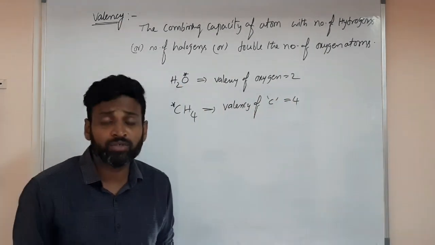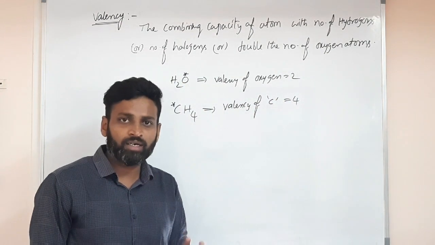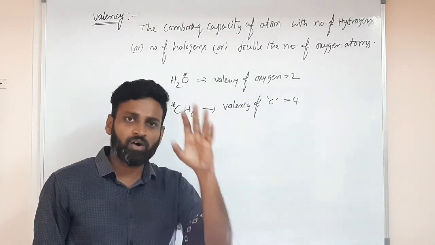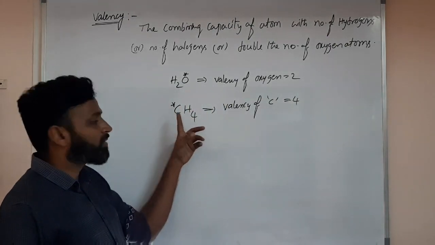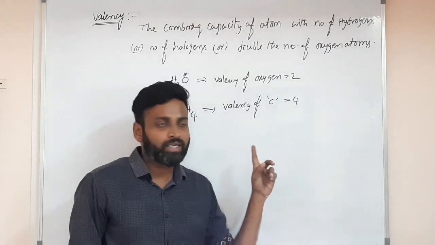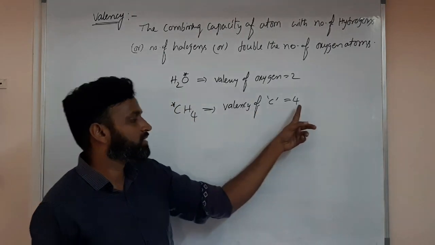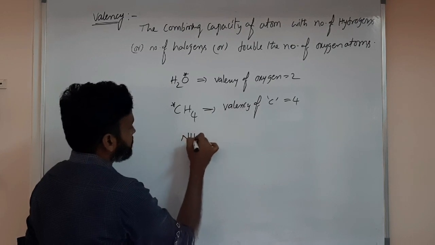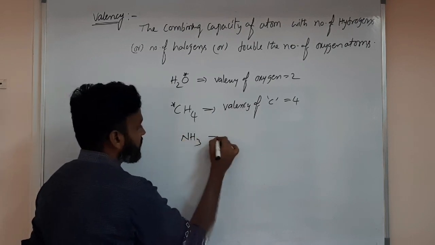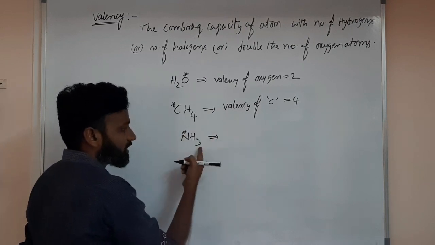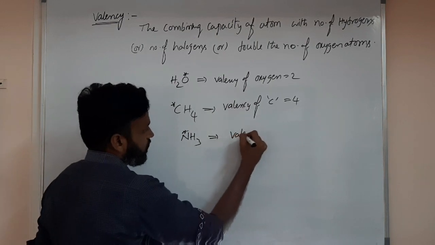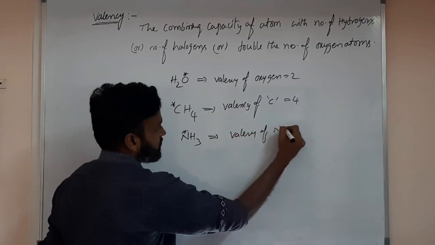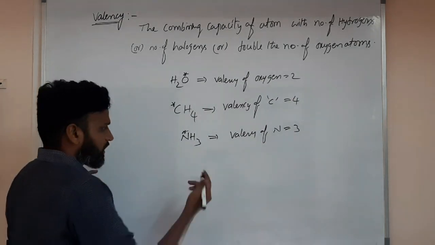What is the valency of hydrogen, sir? You are not saying? I said already, hydrogen valency is fixed, always 1. And carbon valency is 4. CH4, valency of carbon is 4. Like that, NH3: nitrogen combined with 3 hydrogens. So what is the valency of nitrogen, sir? 3, like this.